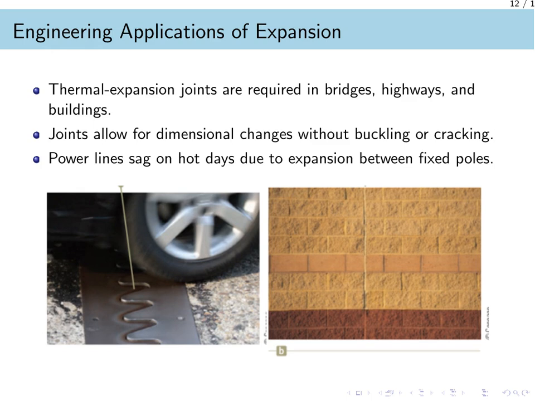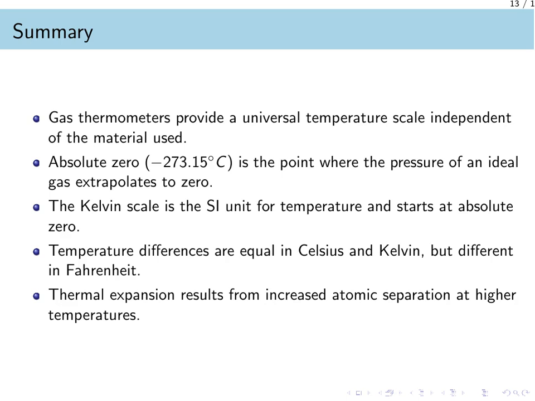You might also notice that power lines sag more on hot days. This is because the wire expands in length between the fixed poles as the temperature rises. To summarize our key points, gas thermometers provide a universal scale that does not depend on the specific material used. Absolute zero is defined as negative 273.15 degrees Celsius, the point where gas pressure would theoretically reach zero.